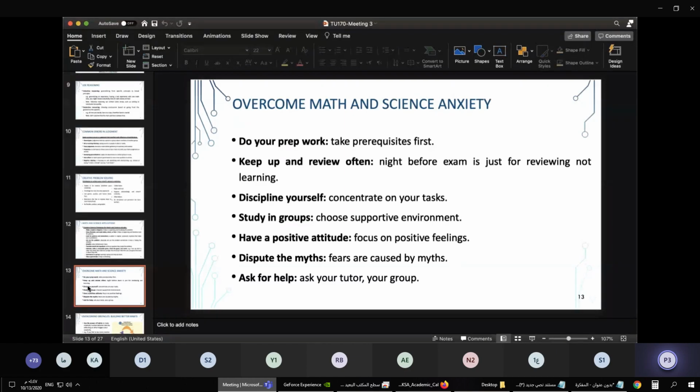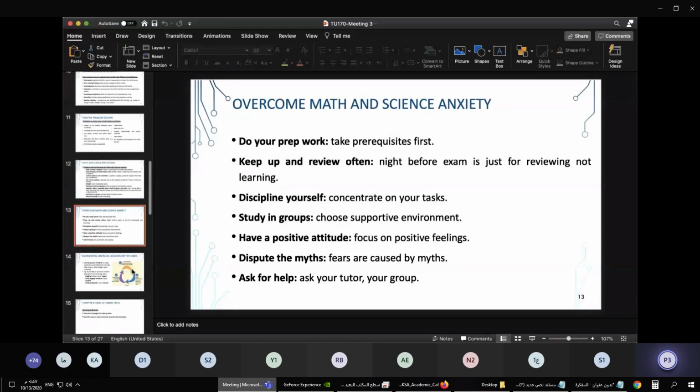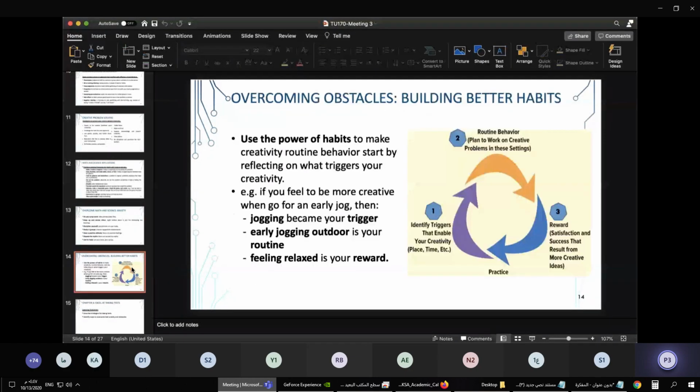Dispute the myths, the fears that are caused by myths. Sometimes there are some myths that affect people making their decisions. Ask for help. Ask your tutor, your group, your colleagues, and so on. These are some pieces of advice to overcome the anxiety of math and science problem solving.